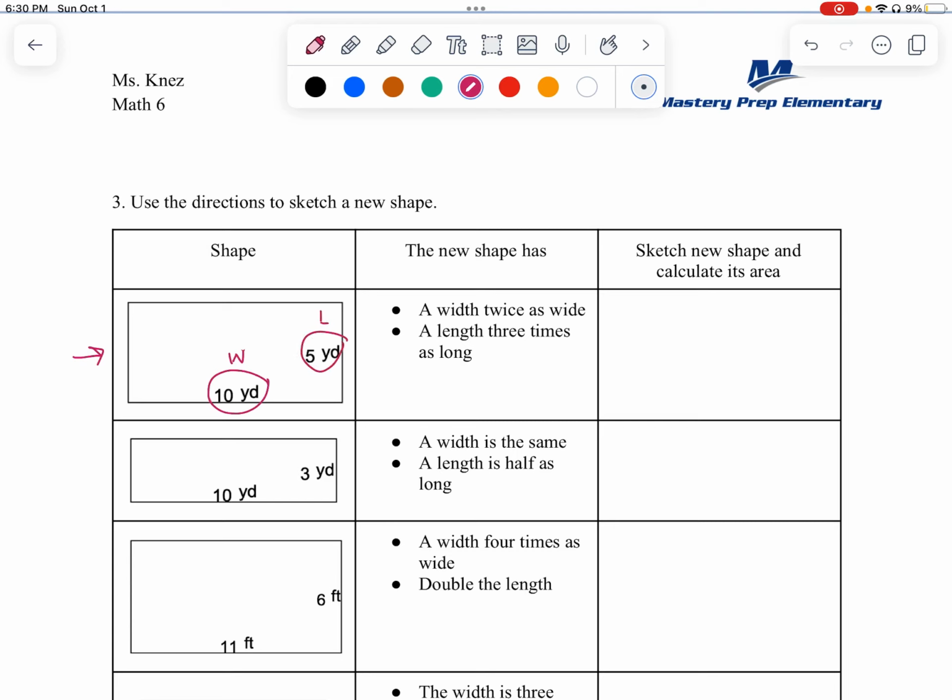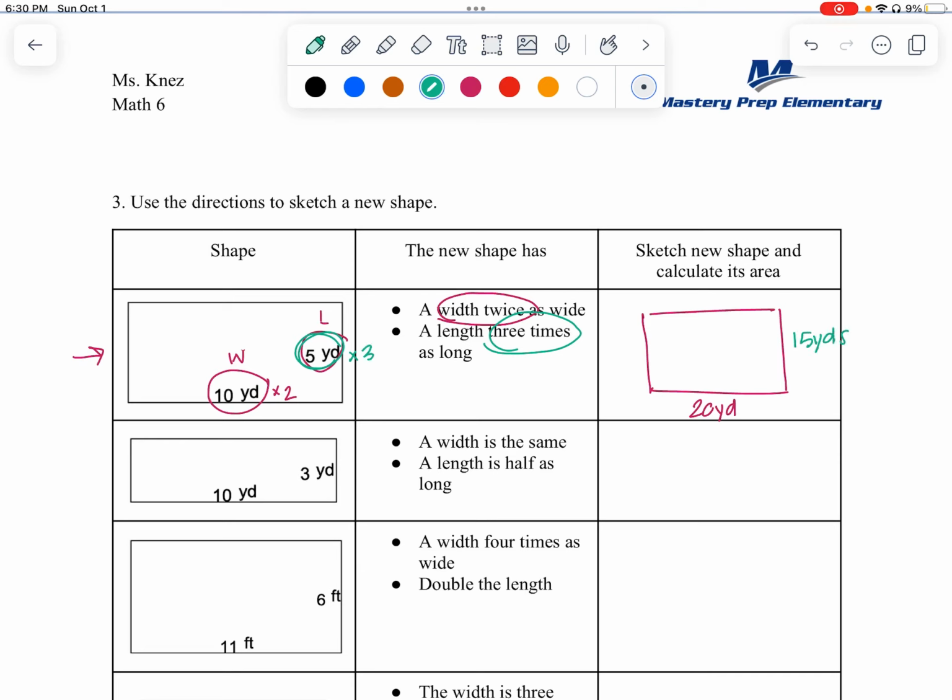We know that the width of the new rectangle should be twice as wide. So if the width is 10, I know that I'm multiplying 10 times 2 for a new width of 20 yards. And the length is going to be 3 times as long. So the length was 5. 5 times 3, 15 yards.